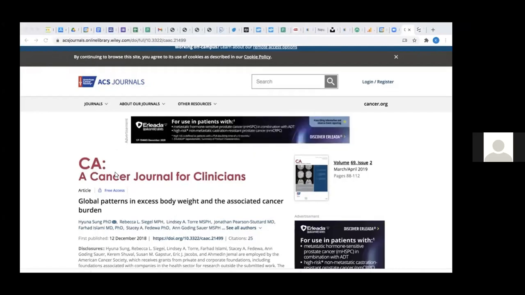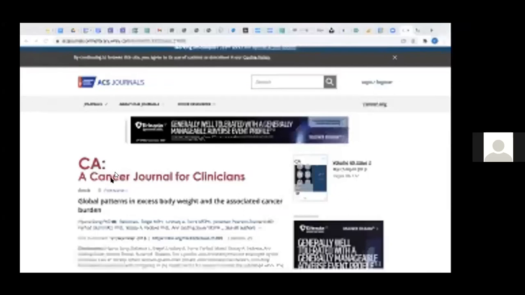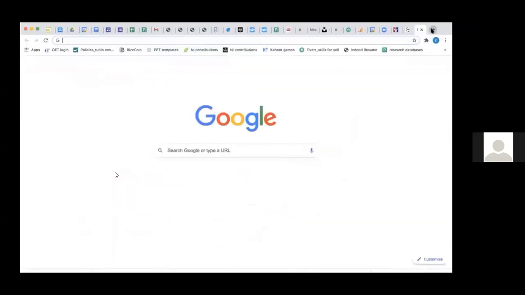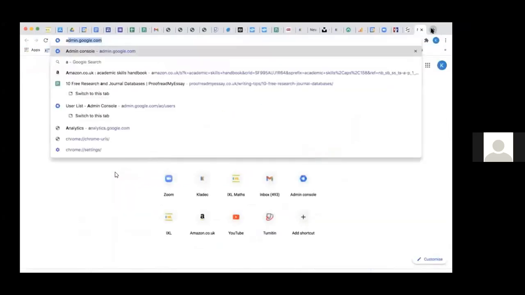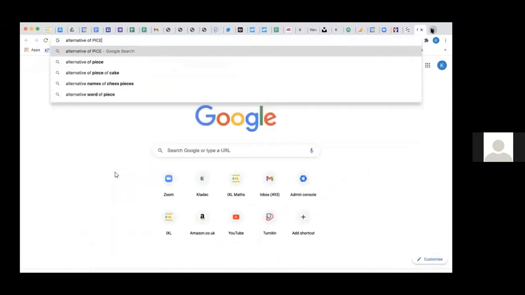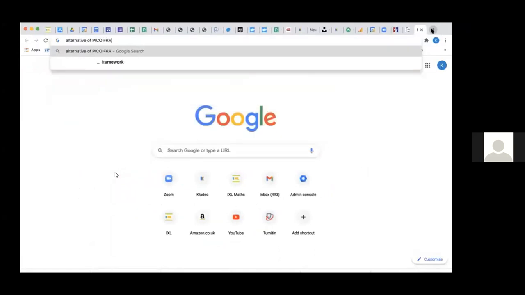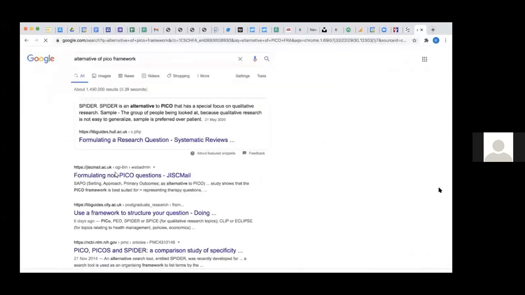So the writer can go and check. Now, there are some cases when PICO is not applicable. You need to use alternative frameworks. Okay?